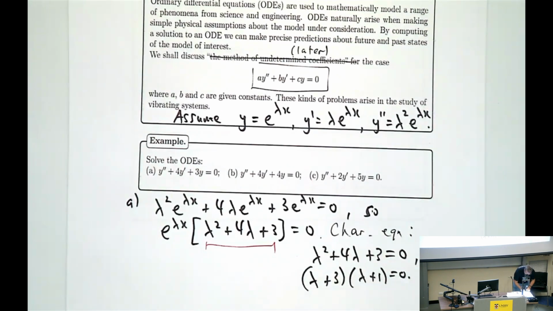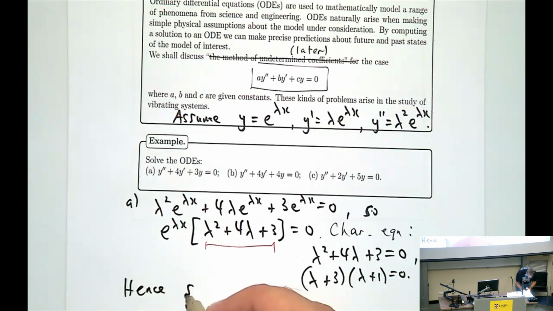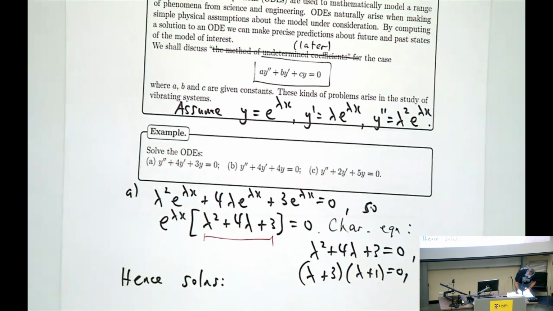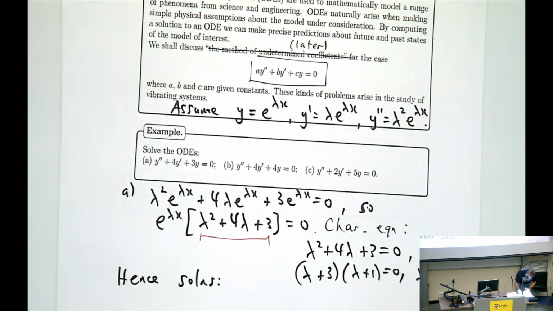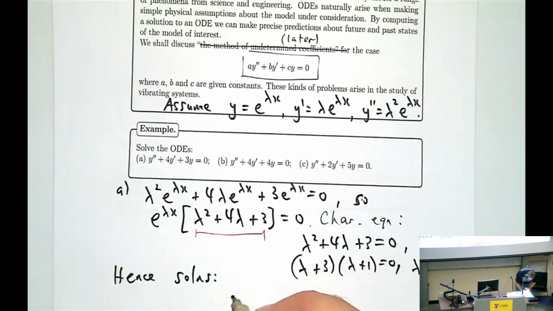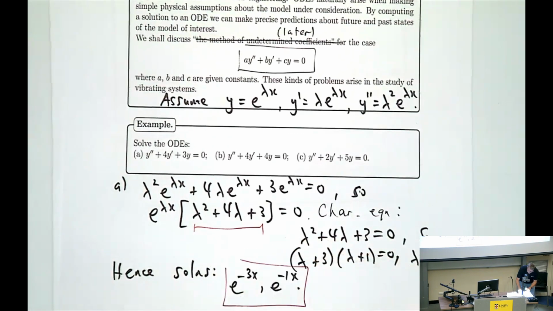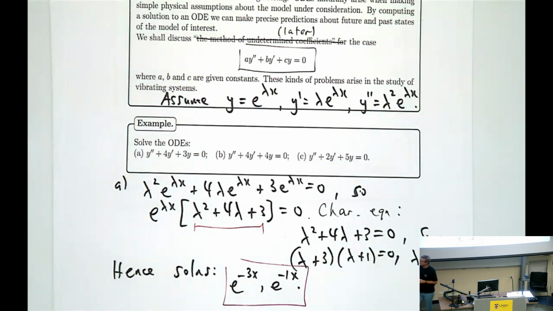So, lambda is going to be -3 and -1. So our solutions are going to be of the form e to the -3x and e to the -1x. Okay. So the only problem there is there's two of them. There's two solutions. Is that a problem? It seems a bit weird. But did anyone know what can we do with those two solutions?